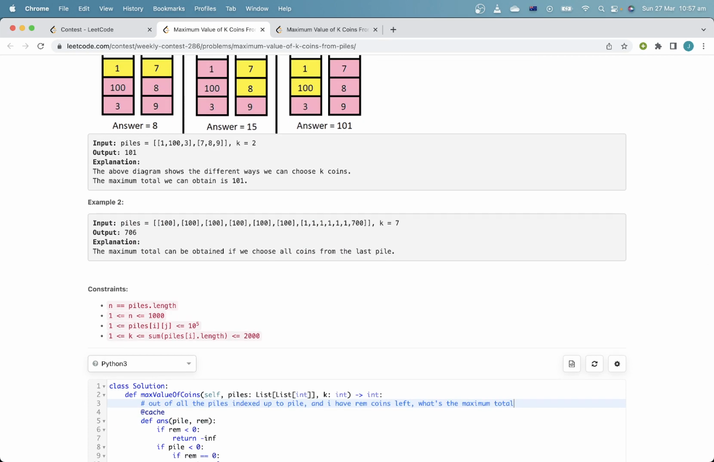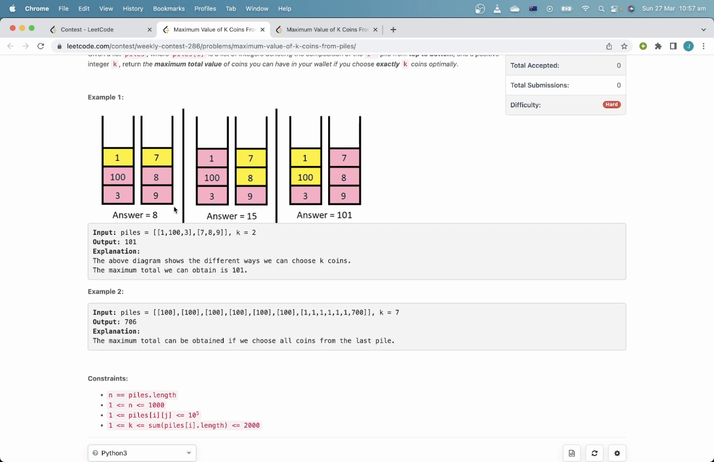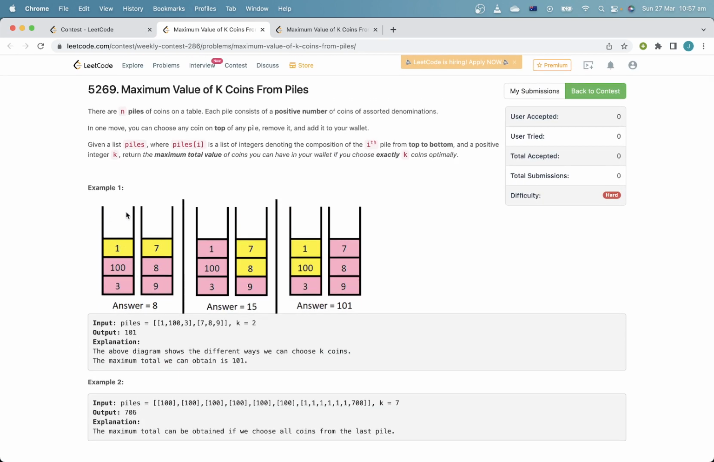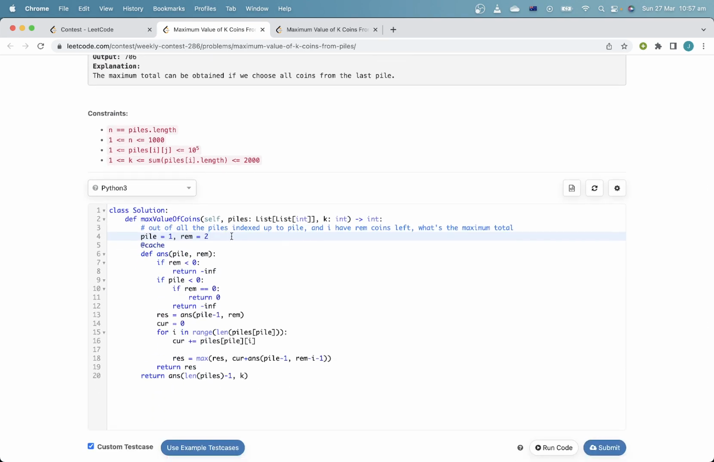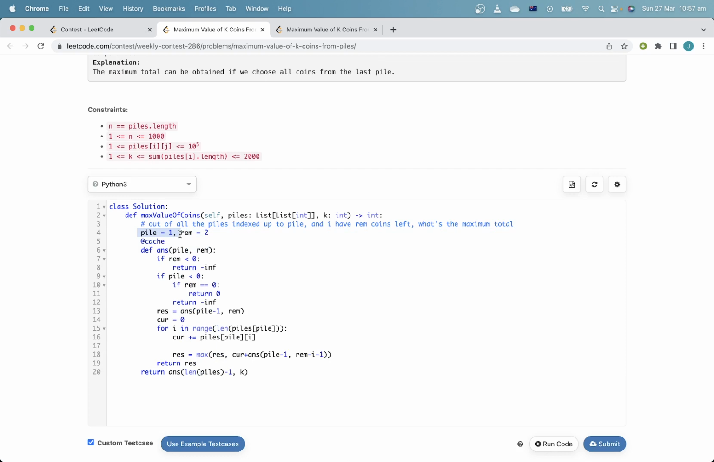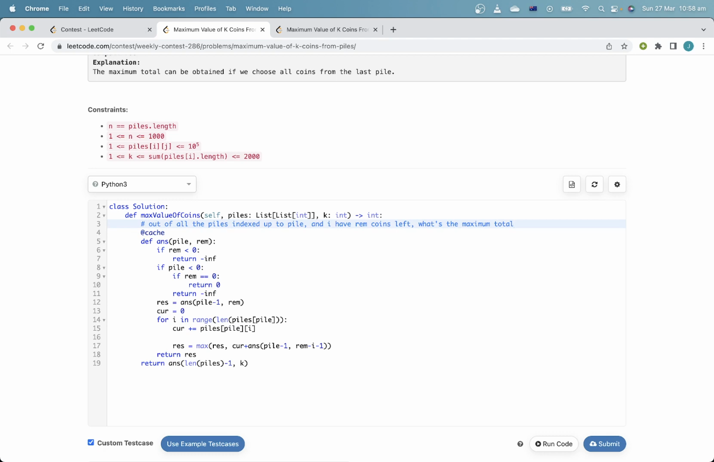So basically what I mean is, let's take this diagram. If I was to find pile equals 1 and remainder equals 2, that means that I'm considering all the piles indexed up to 1. So I will be considering the 0th pile and the first pile, and I need to take 2 coins from those piles. If pile was 3, that means I'm considering the 0th pile, the first pile, the second pile, and the third pile, and then I would need to take 2 coins from them. So this is pretty simple actually.